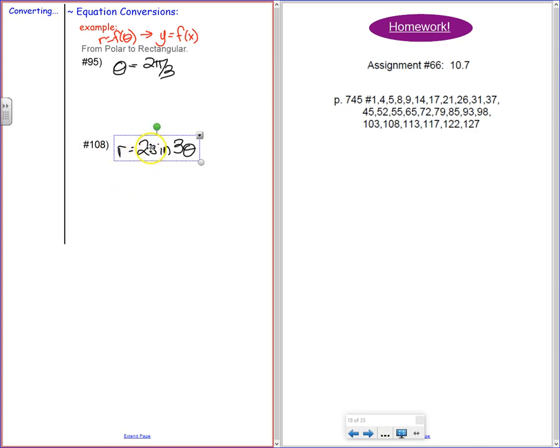As you guys remember, we're just doing an introduction to polar. Let's not go too crazy with that 3 theta. We'd actually have to go back and find 2 different formulas from Chapter 5 to help us on that one. Let's go to number 108.